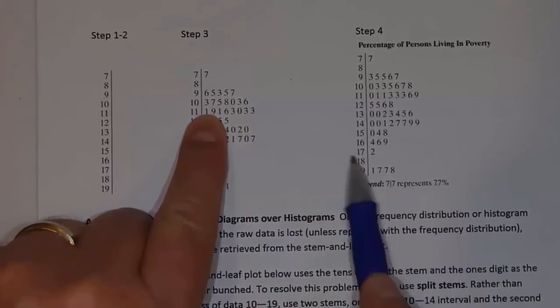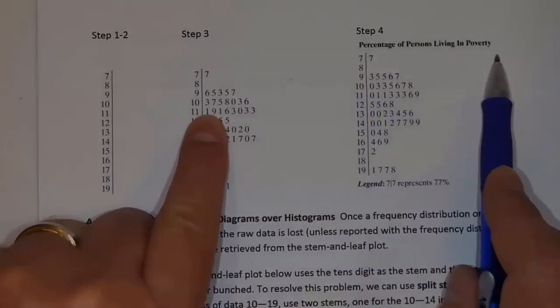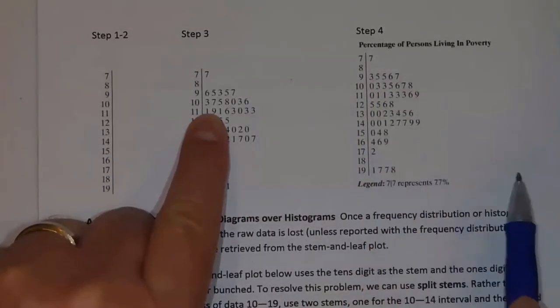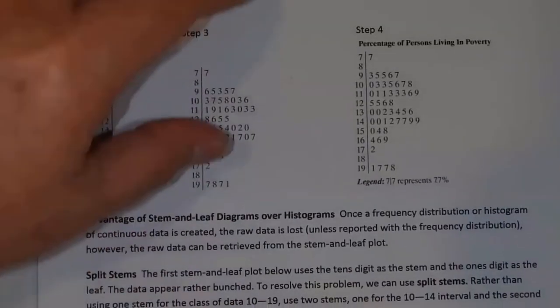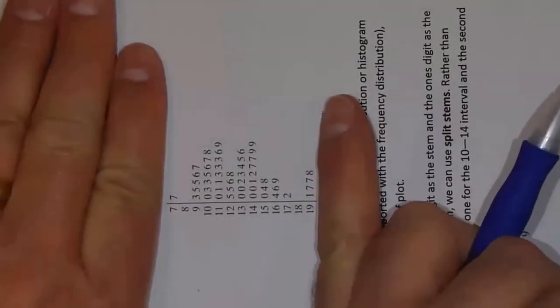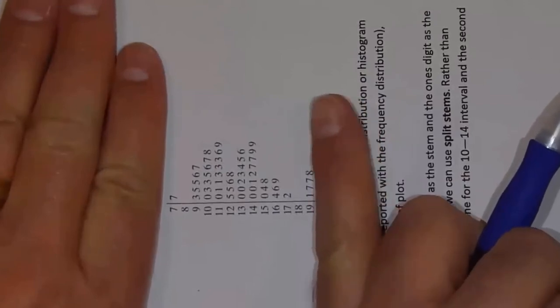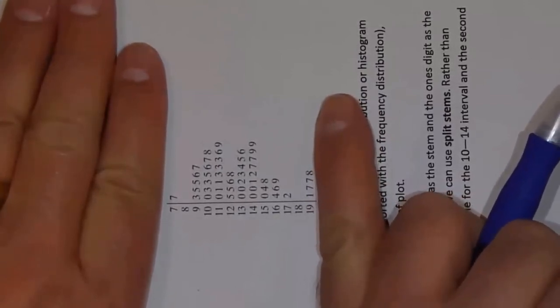Line 7 represents 7.7%, and this is the percentage of persons living in poverty. Not too hard, just a little tedious. If you turn it sideways, you can kind of get the same effect that you get from a histogram. So if I had to describe the shape, it's maybe another one of those that's like bimodal.